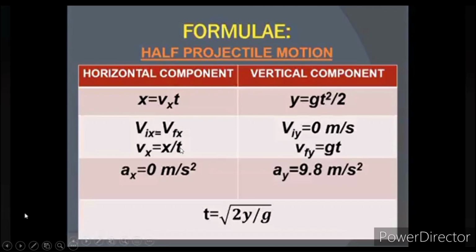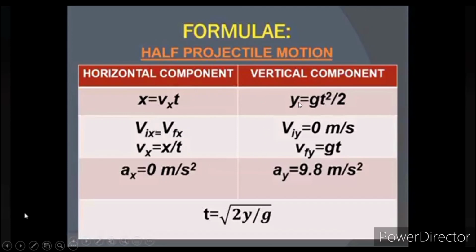I-divide mo lang yung range at time. And take note, ang acceleration ng horizontal component natin dito ay constant, which is 0 meter per second squared. Pag sinabi natin constant, hindi po yan mapapalitan. And vertical component naman, ibig sabihin, patayo, or yung y-axis, ay height.